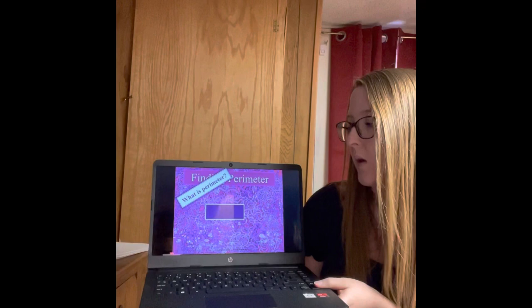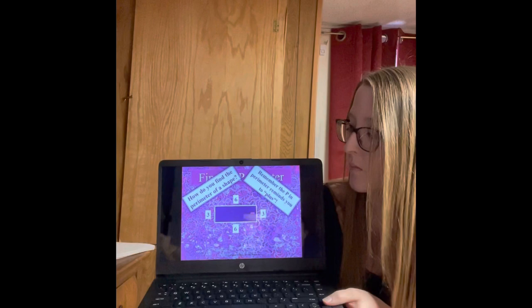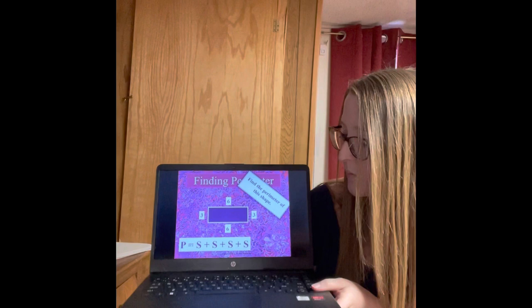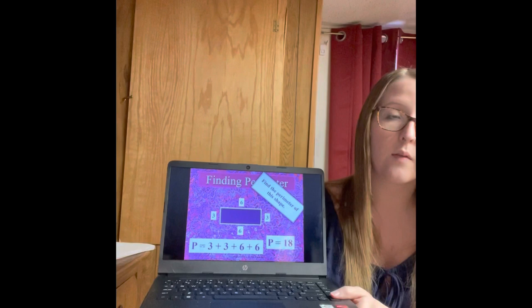What is the perimeter of this rectangle? The perimeter is 6 plus 6 plus 3 plus 3, for a grand total of 18. The perimeter of this rectangle is 18.